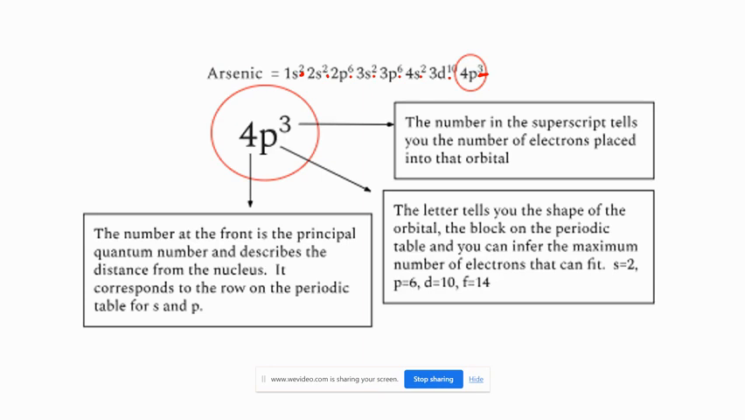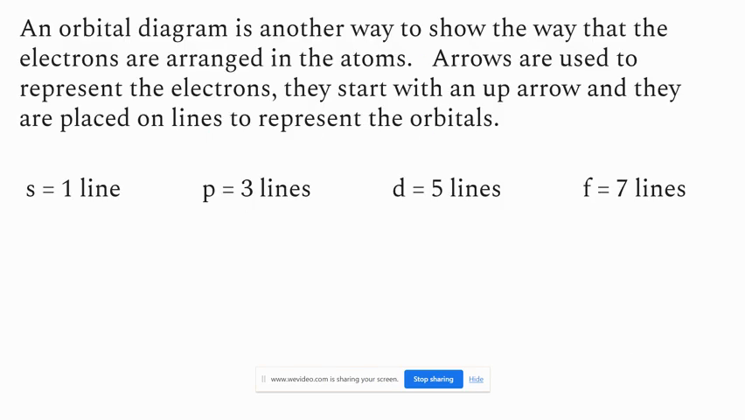It's also a good way to double check your work. Did you get all the electrons placed? If you didn't, it's a good way to kind of catch that too. Okay. All right, orbital diagrams then.